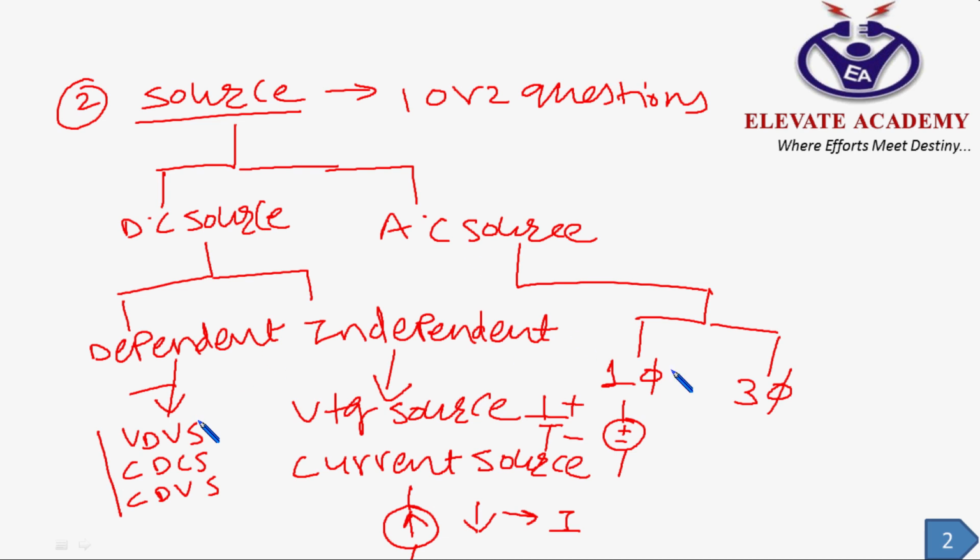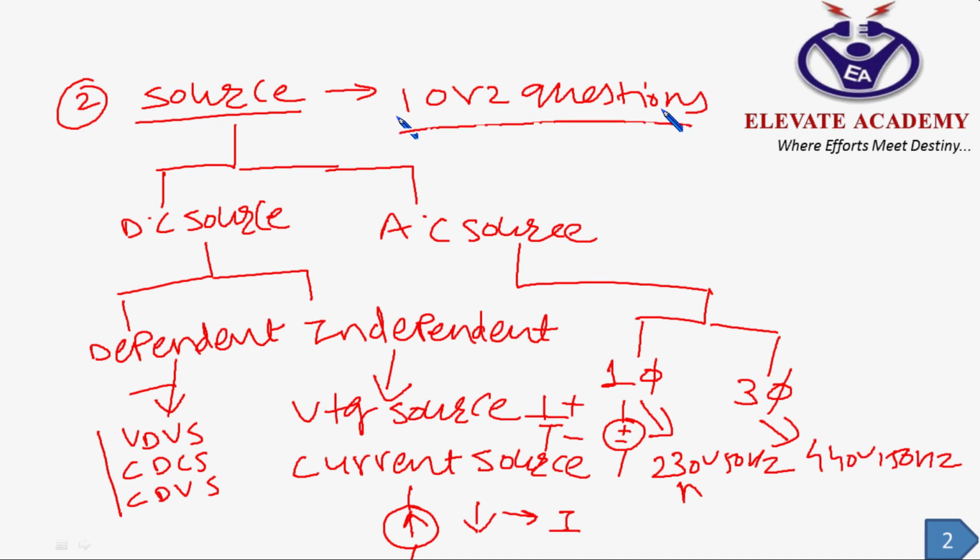Then particularly about AC source, you all know that single phase source is there, three phase source is there. Then you must know the magnitude of single phase source, that is 230 volt 50 hertz. Then this 230 volt value is the RMS value or the peak value, that you must know. Then three phase source, that is 440 volt 50 hertz, that value you must know, the magnitude value. So this is nothing but all about the sources. There may be the chances of one or two questions coming on the sources.